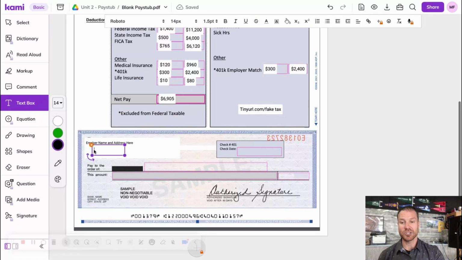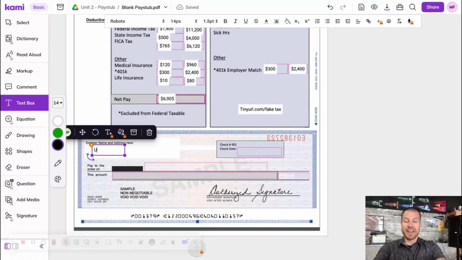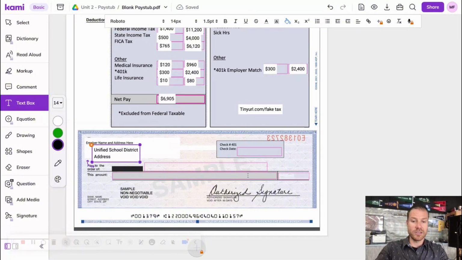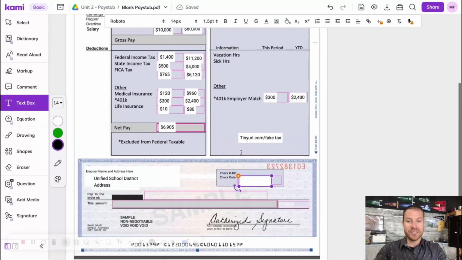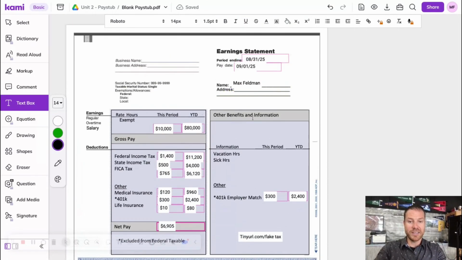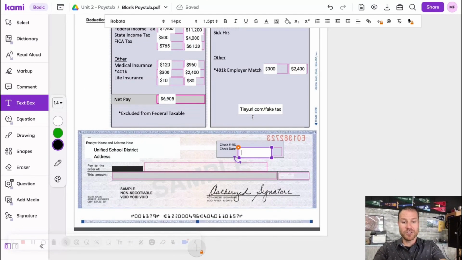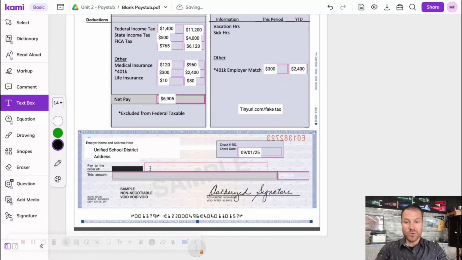Down here in this section, I would put whatever the address and name of the unified school district is, or wherever it is that your student chose to work. And then I would also put their address here. But for right now, I'll leave that alone. Check date. This is going to be coming back up here. What's the pay date? If the pay date is September 1st, that's what's going to show up on the check date. So I'm going to put 9/1/2025.